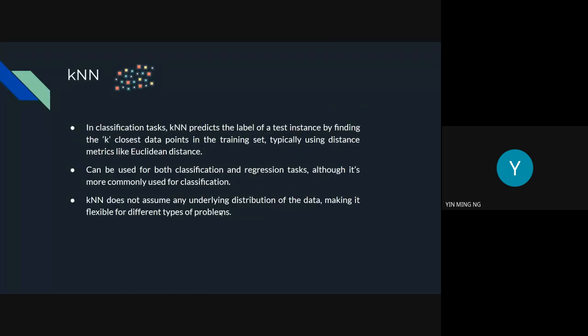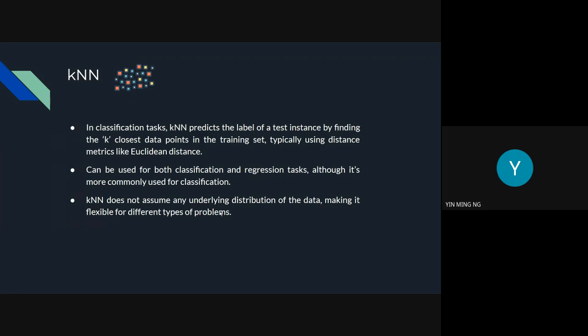So let us first discuss KNN. In classification tasks, KNN predicts the label of a test instance by finding the k closest data points in the training set, typically using a distance metric like the Euclidean distance. It can be used for both classification and regression tasks, although it's more commonly used for classification. Furthermore, KNN does not assume any underlying distribution of the data, making it flexible for different types of problems.